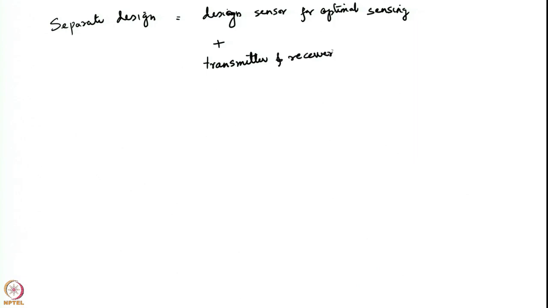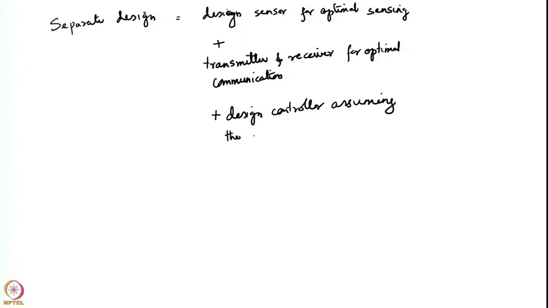So, separate design is basically: design the sensor for optimal sensing, plus the transmitter and receiver for optimal communication, and then design the controller, assuming the above are deployed. So this is what is separate design.